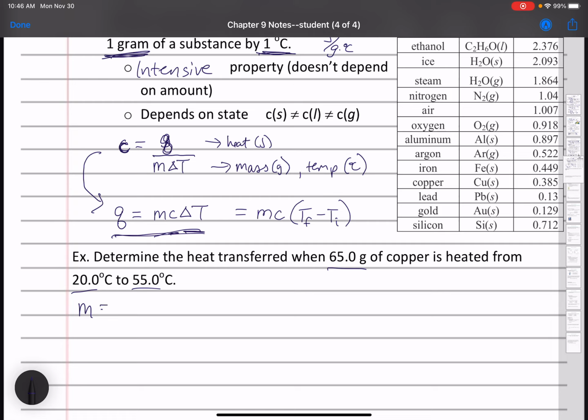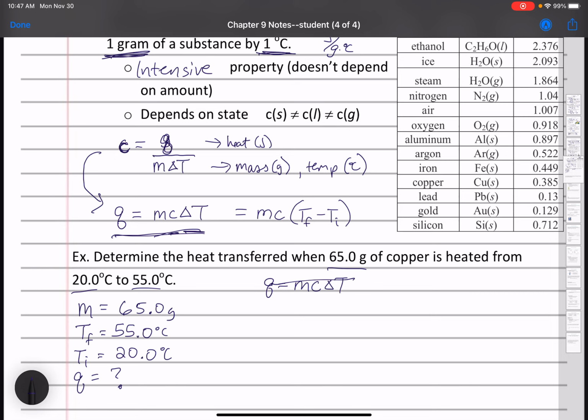So in this problem, we have a mass. Our mass is 65.0 grams, and we have 2 temperatures. So we have the initial temperature and the final temperature. The final temperature is going from 20 degrees to 55 degrees. So the final temperature is 55. The initial temperature was 20. Okay, so we have a mass, we have different temperatures, so we're definitely going to use this equation of heat. So that's what we're trying to find. Heat, what determined the heat, so that's our question mark, times specific heat times change in temperature.